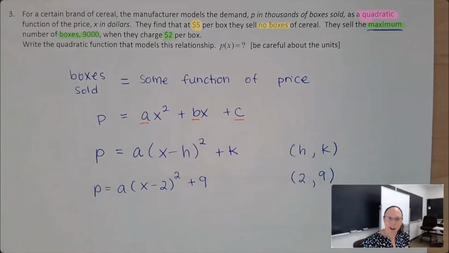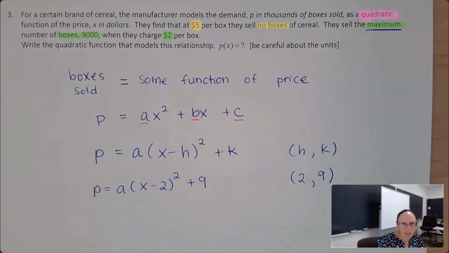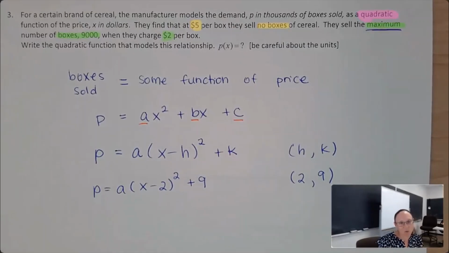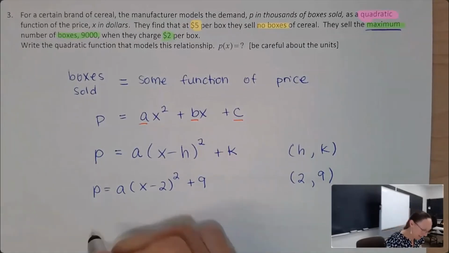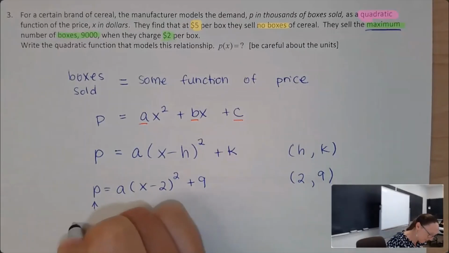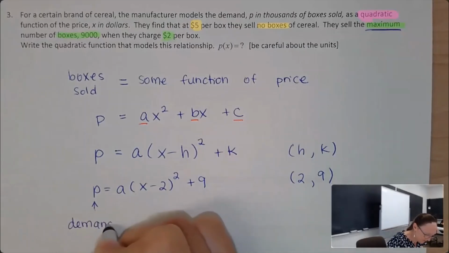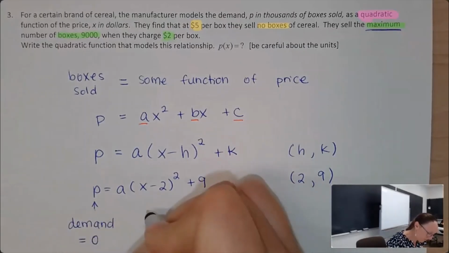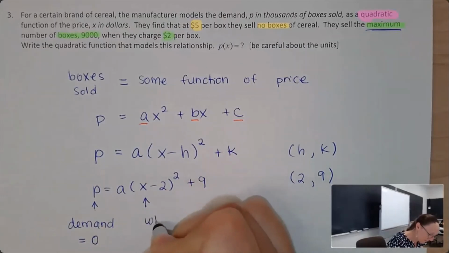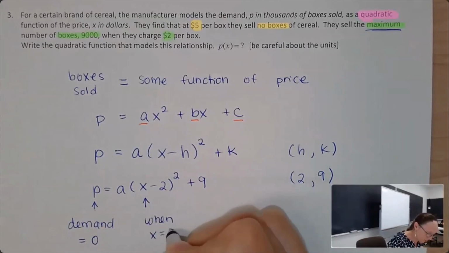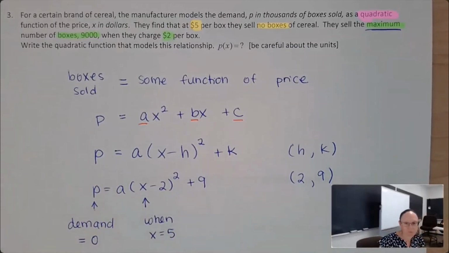And to solve for A, we're going to need another piece of information. And that is the fact that at $5 per box, they sell 0 boxes of cereal. So the demand is equal to 0 when x is equal to 5. And that should be enough to let us solve for the value of A.